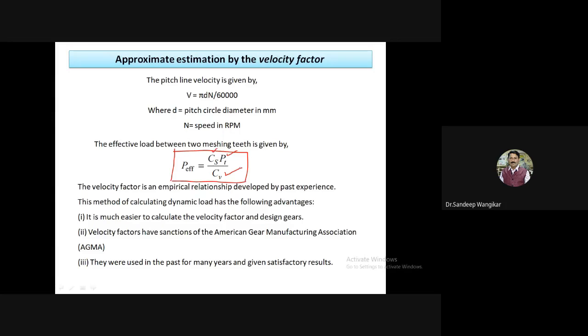The method for calculating dynamic load has the following advantages. By using this approximate estimation, it is very easy to calculate the velocity factor and design the gear. Velocity factors have the sanction of AGMA, the American Gear Manufacturers Association, and they were used in the past for many years, giving satisfactory results. So though this method is approximate, it has been used for a long time and has given good results, so one can rely on a design based on this first method.